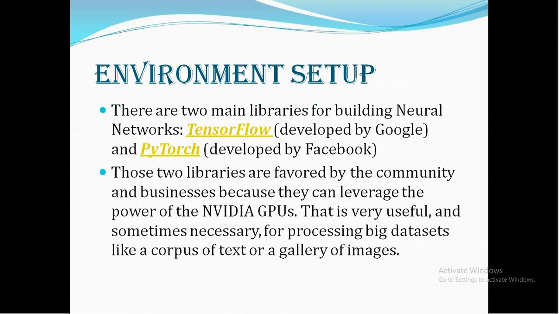Now, environmental setup. There are two main libraries for building neural networks, that is TensorFlow and PyTorch. TensorFlow is developed by Google and PyTorch by Facebook. They can perform similar tasks, but the former is more production ready, while the latter is good for building rapid prototypes because it is easier to learn. Those two libraries are very useful and sometimes necessary for processing big datasets.